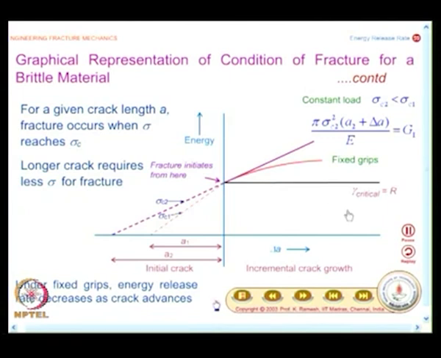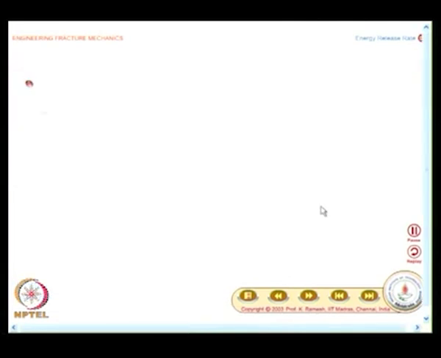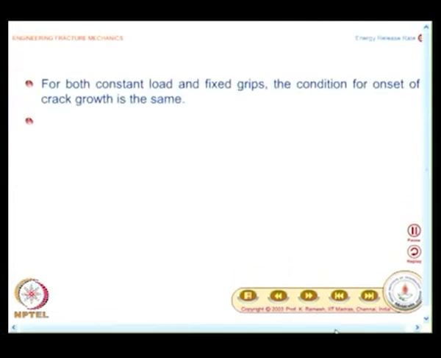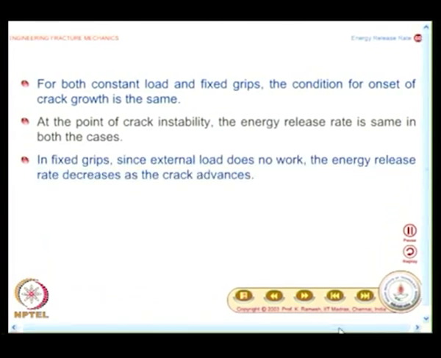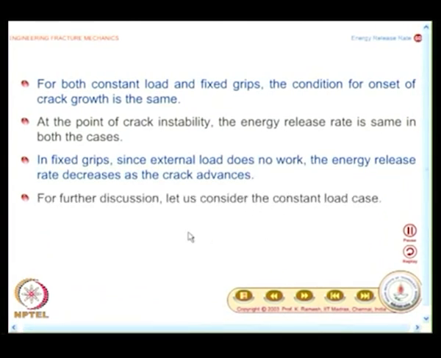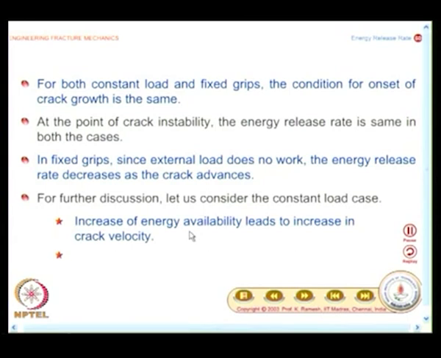We will also look at certain other issues. Now, in the case of a constant load, you have more energy availability. So, that means the crack would acquire velocity, and whatever I have mentioned, these are summarized as points here. We will again look it up and then go to the next slide.